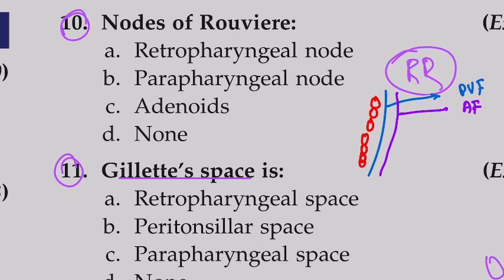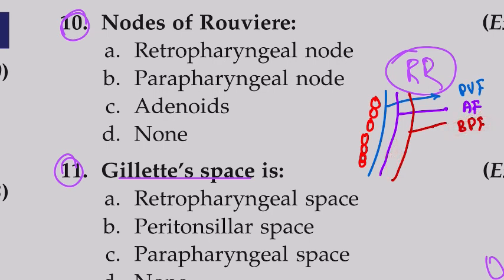Prevertebral fascia, alar fascia, and then what is next? This is the buccopharyngeal fascia. Just in front of the vertebra we have the prevertebral fascia, then the alar fascia, and then the buccopharyngeal fascia. Now the retropharyngeal space is the space between the buccopharyngeal fascia and the alar fascia. This is the retropharyngeal space.